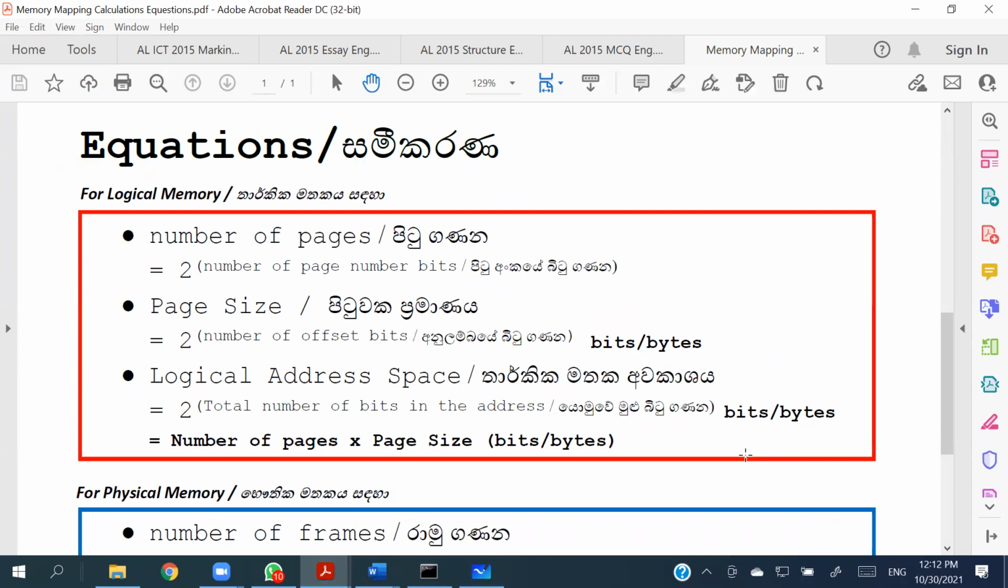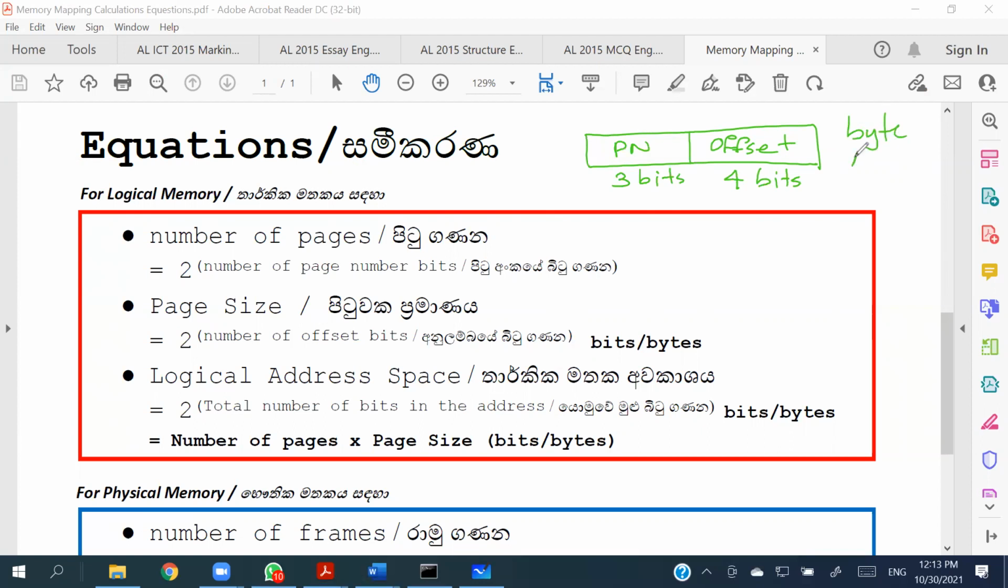Okay. Let us do a simple example here. Now you can see the equations here. I'm going to draw a small diagram right on the screen and you tell me the answers, right? So here I am drawing a small logical address, where the page number contains 3 bits and the offset contains 4 bits. And this is, I'm saying, byte addressable.